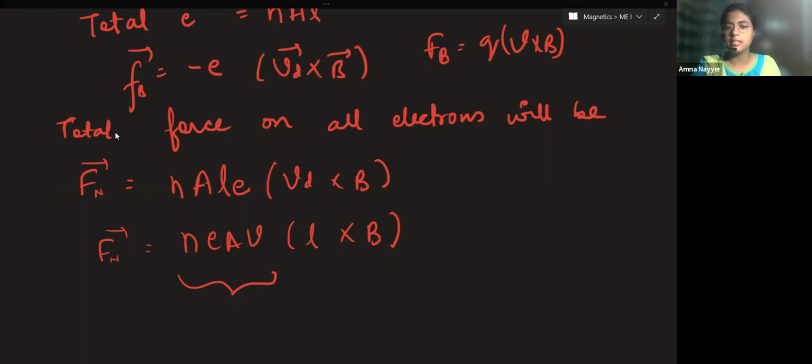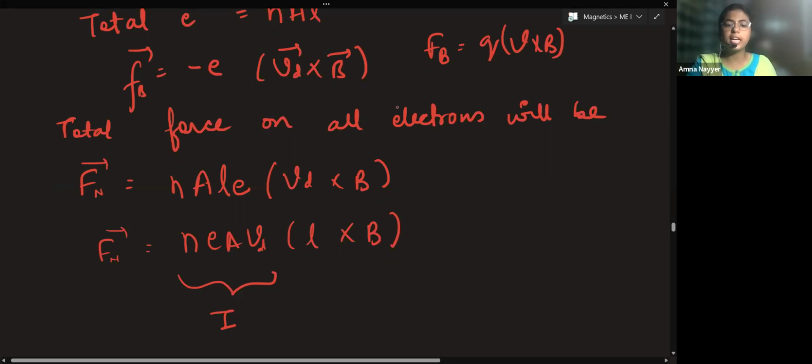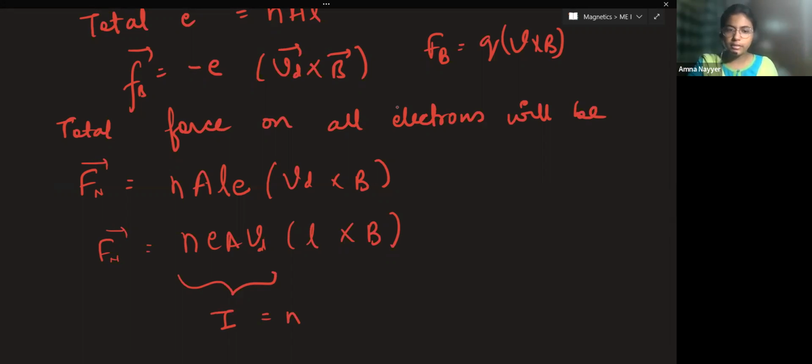Current, Astha. Remember, we had seen a formula of current. There was a relation between drift velocity and electric current. So electric current was n e A into v_d, where v_d is your drift velocity.